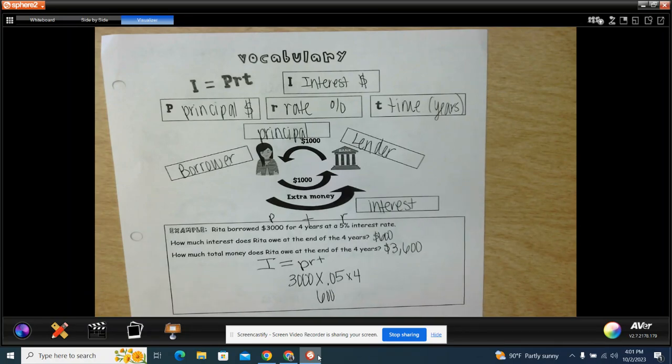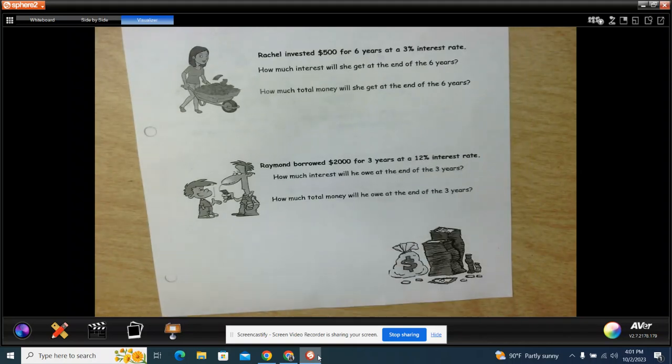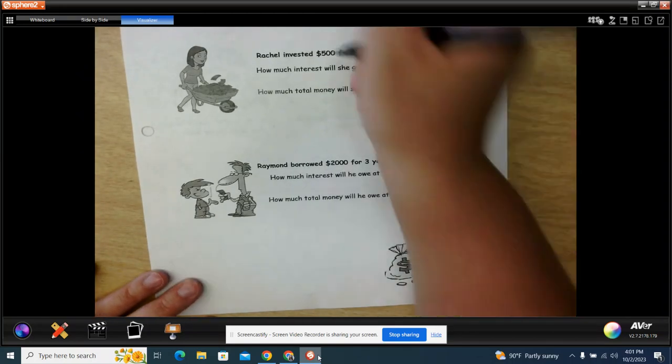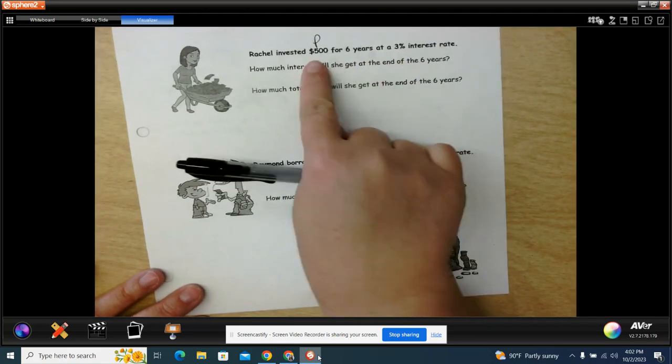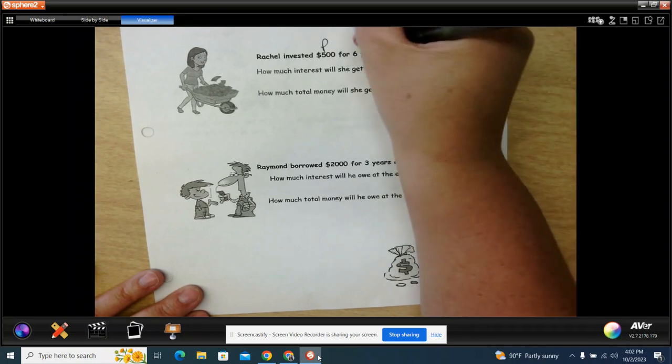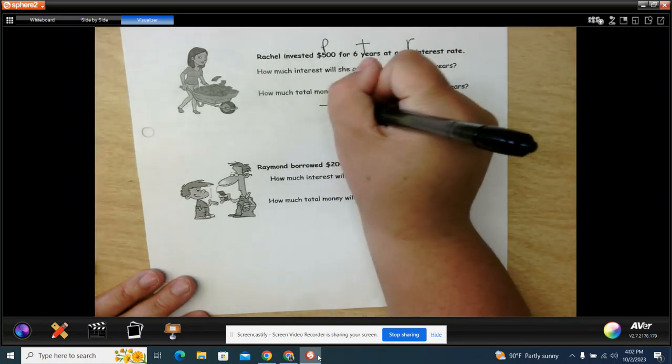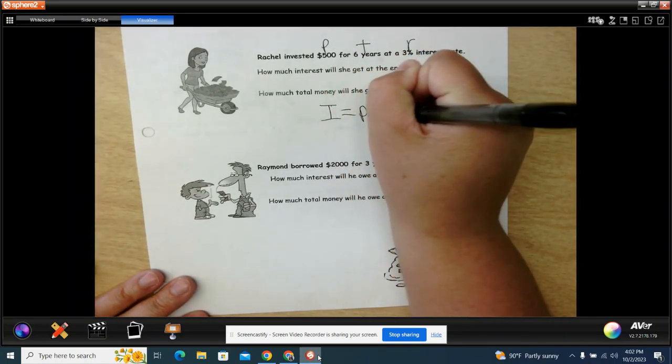All right, let's look at a couple more examples. Rachel invested $500 for 6 years at a 3% interest rate. How much interest will she get at the end of the 6 years? So there's my principal, my rate, and my time. I have I is equal to PRT.